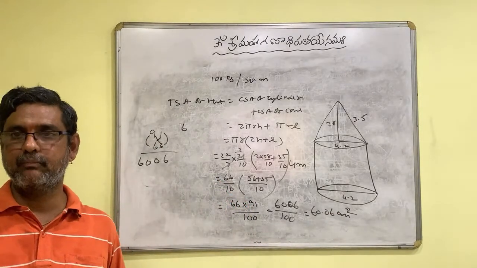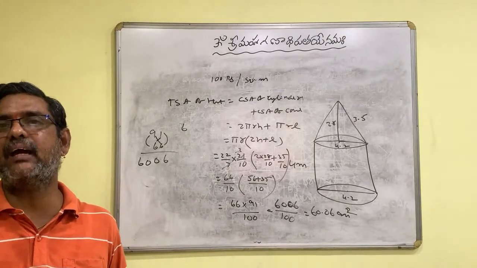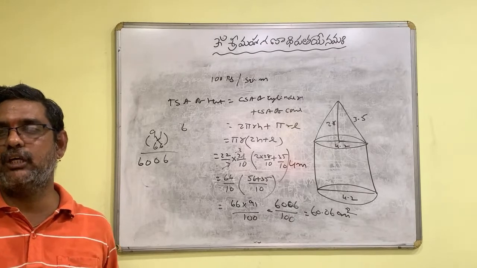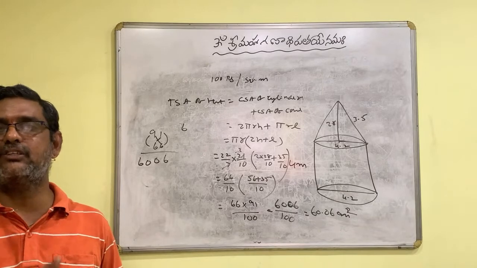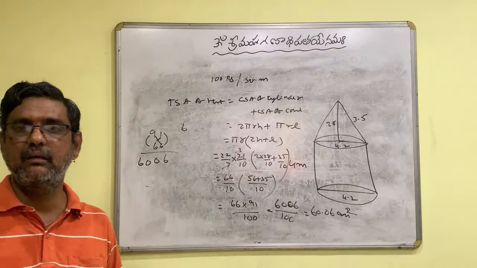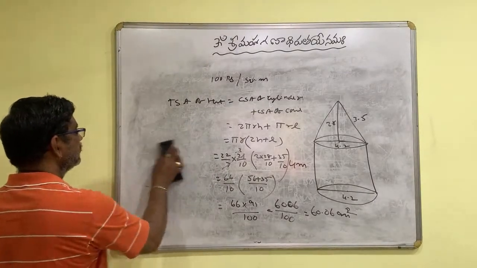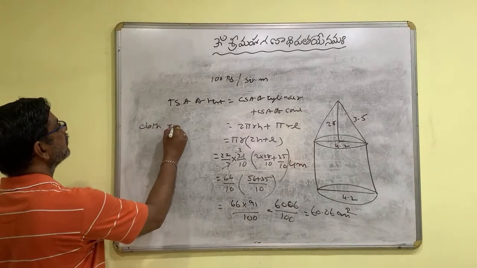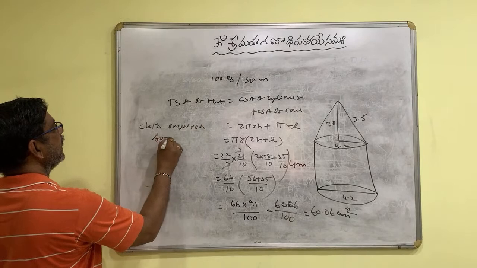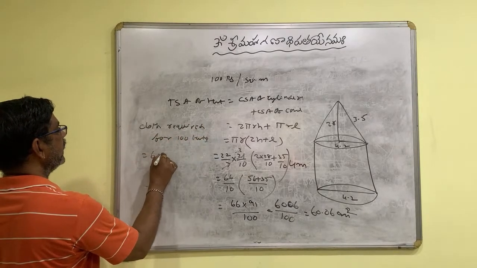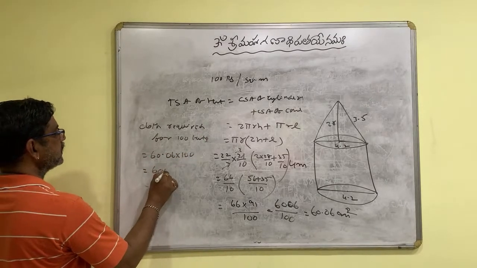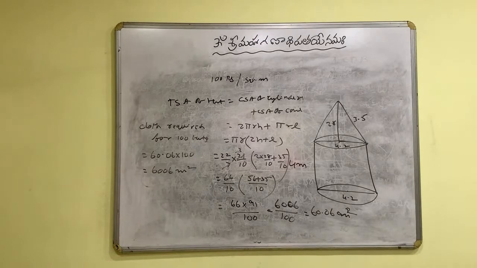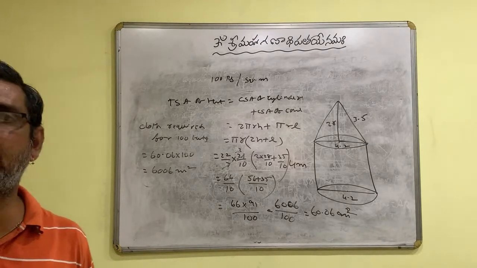So the cloth required to make one tent is 60.06 meter square. Now 100 such tents are required. Cloth required for 100 such tents is 60.06 into 100, which is 6006 meter square. Okay? Cloth required for 100 tents is 6006.